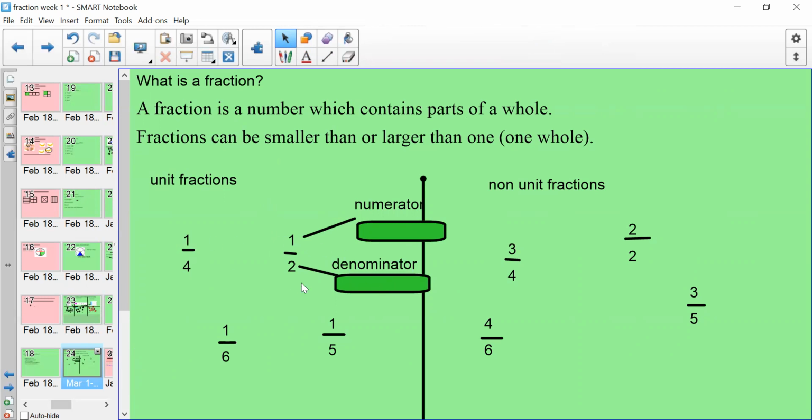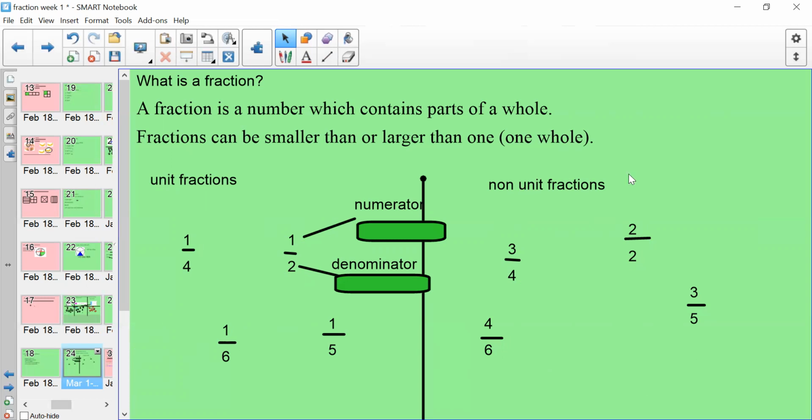Okay, so if you have a look at the fractions, we've got 1/4, 1/2, 1/6, and 1/5 on this side. And we've labeled that unit fractions. All of these are unit fractions. And then on this side, we've got 3/4, 4/6, 2 out of 2, or 3/5. And these are called non-unit fractions.